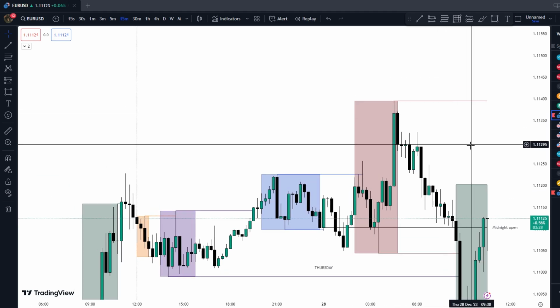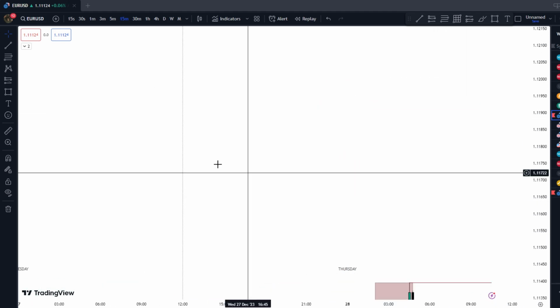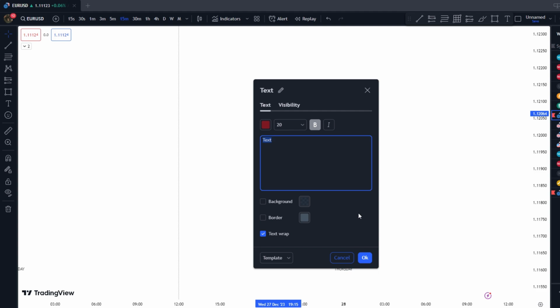So what's the plan here? We need to look for the Asia session. Preferably, it needs to consolidate in a range.